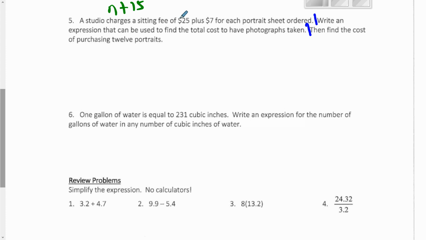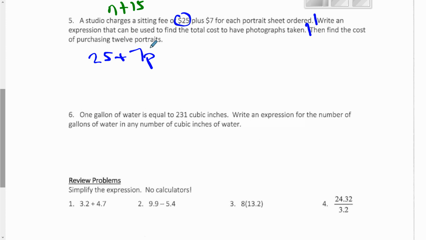So we know that it costs us $25 no matter what. So we can go ahead and write that down. If we're going to take pictures, we're going to have to pay $25. Then the rest of our cost depends on how many portraits we order. They tell us that it costs $7 per portrait. So we're going to add $7, and I'm going to use P for portrait. So what this expression is saying is that if I go to get pictures taken, I have to pay $25 plus $7 times however many portraits I have.